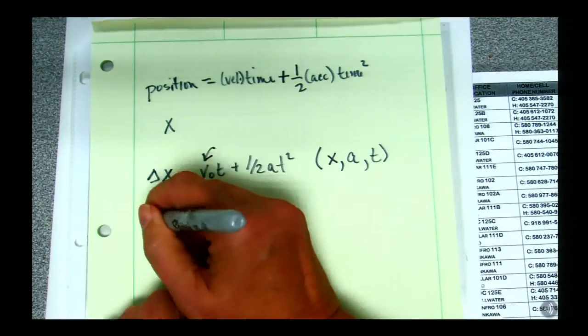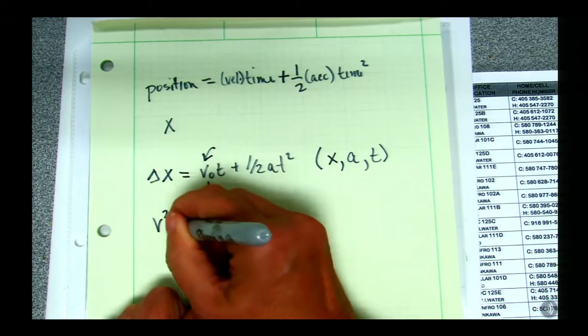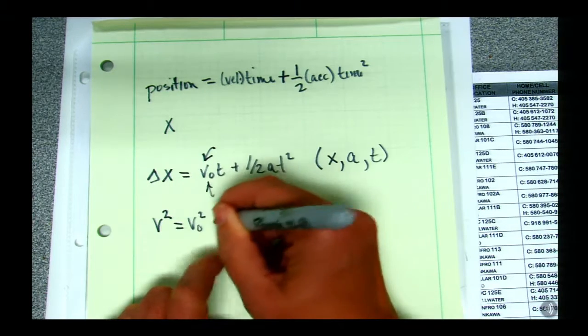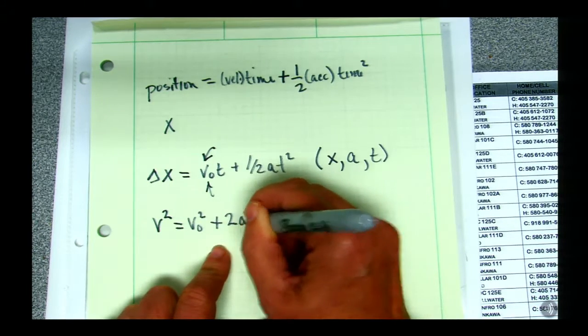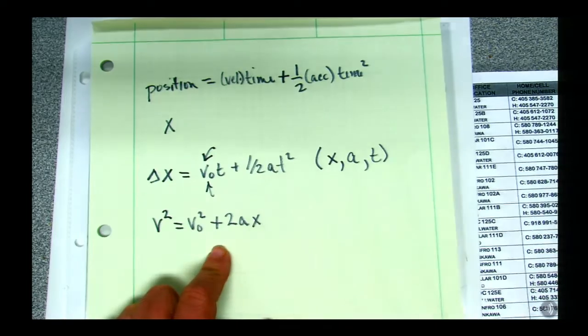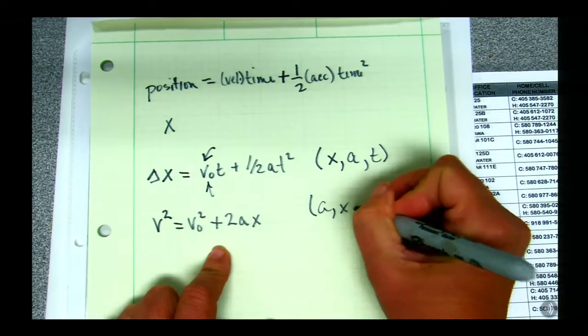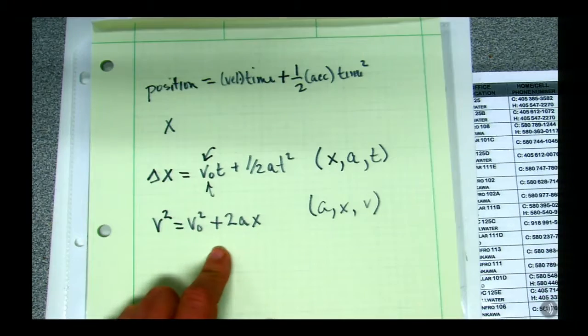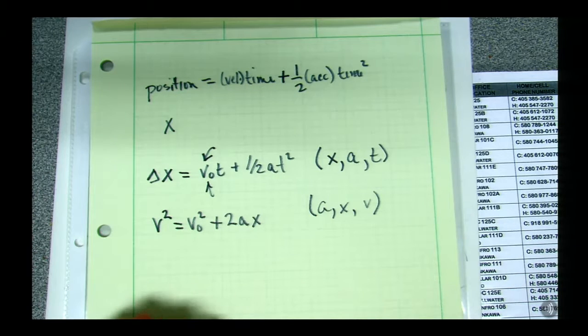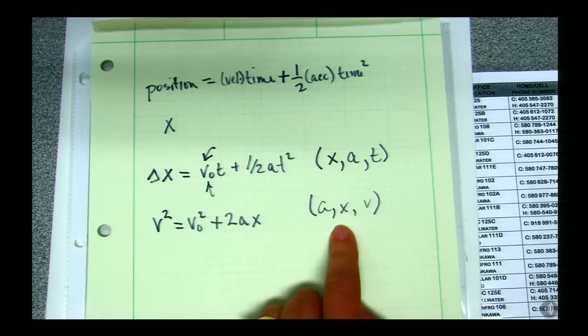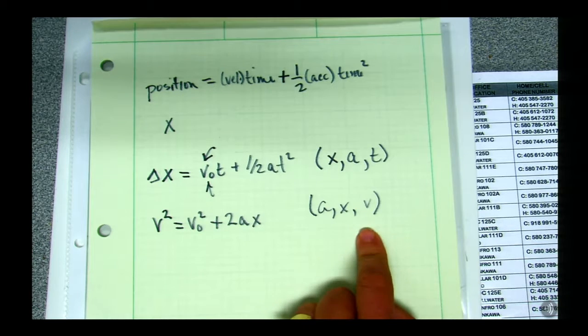My velocity squared is equal to my initial velocity squared plus 2 times my acceleration times my change in position. This one does not have time in it. So when I have a problem like I just had with my airplane, I didn't know the time. I had no idea what the time was. So I can actually go in here and say, I don't need to know the time in order to solve my problem. This one gives me a way of solving the problem without the time.